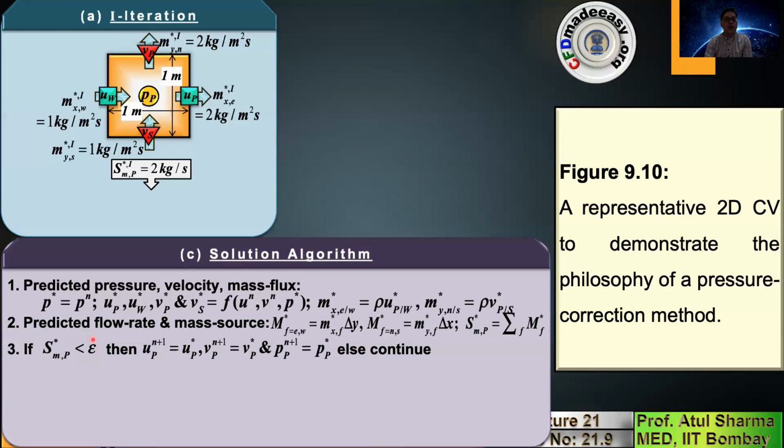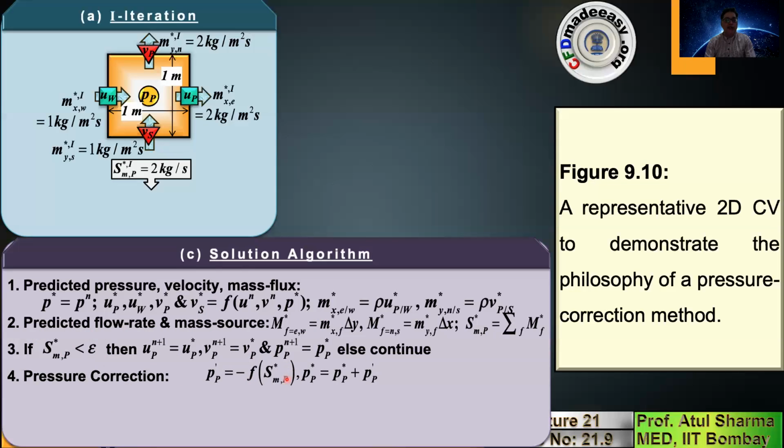So if it is almost zero, then whatever velocities and mass fluxes that you have predicted become the true velocities and pressure for the next time step. However, this normally doesn't happen, and what you find is that you have to go to the next step and continue.